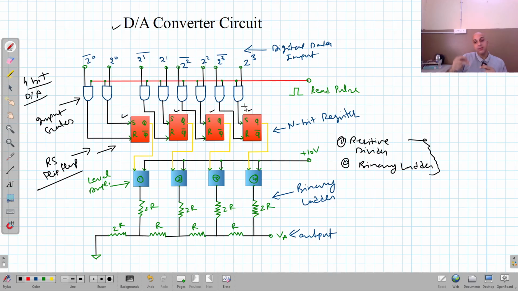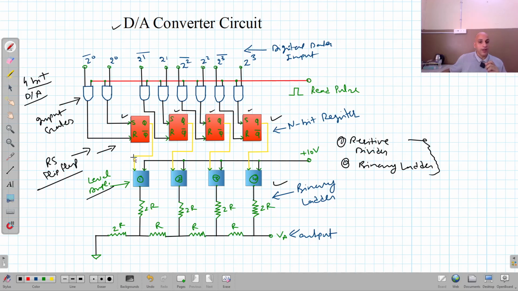But before passing this information to the functioning unit, whether we are using a binary ladder or a resistive divider, there is a circuit shown here between these two sections. This is known as a level amplifier. I have written here level amplifier 1, 2, 3, 4. Now what is the role of the level amplifier? The role of the level amplifier is to maintain the voltage level of all the digital inputs exactly the same. Otherwise, the output that we will get will be distorted.